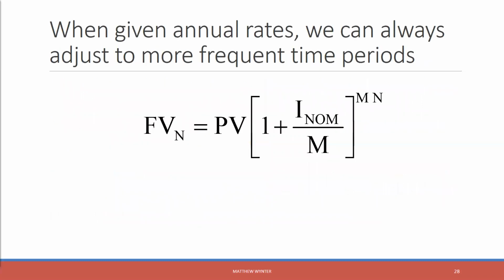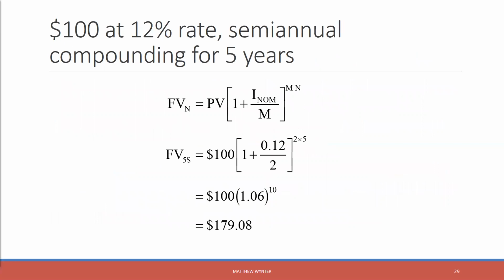An easy thing that sometimes trips us up when we deal with this is that it's not only our interest rate that we need to be careful of dividing by that period, but we also want to make sure that our N, our time periods, reflect that frequency. So let's look at an example.